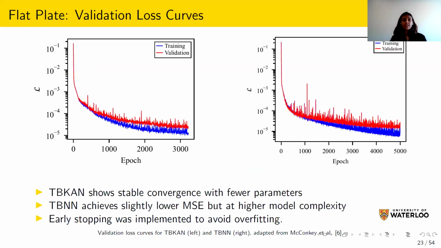And these are the loss curves for both TB-CAN and the modified TBNN. Visually, you can see that TB-CAN has a stable convergence with fewer parameters. Meanwhile, the modified TBNN does achieve a slightly lower mean squared error, but at a slightly higher model complexity. And in all 3 cases, we did implement early stopping just so that we don't overfit the model.